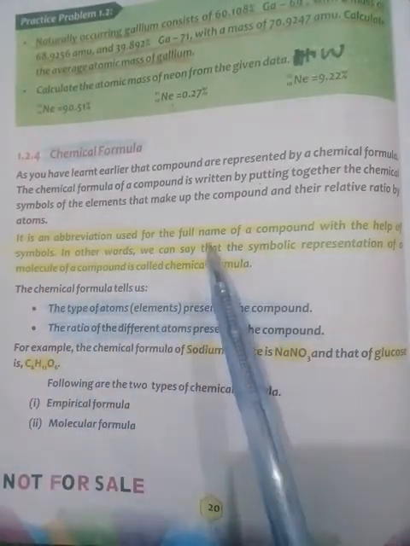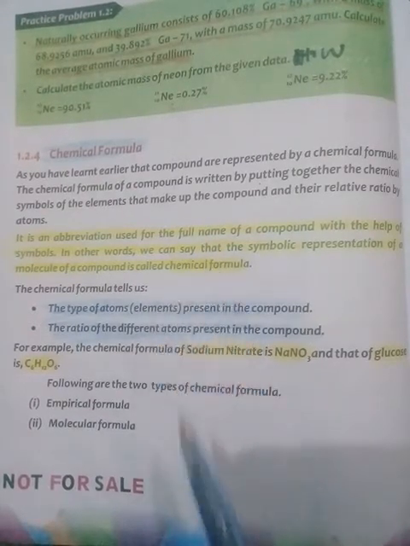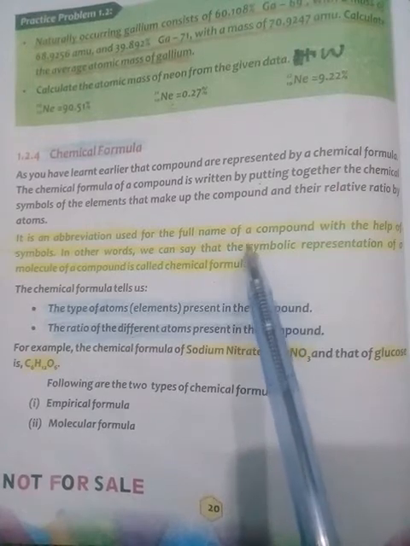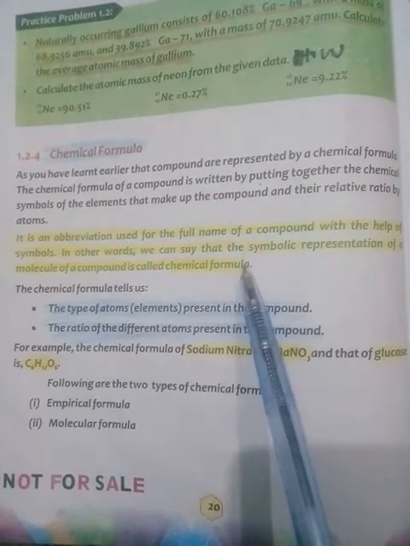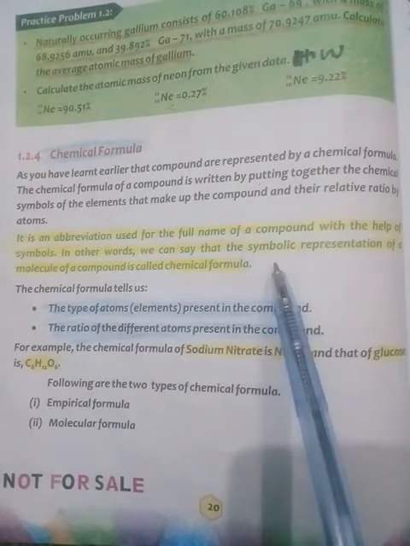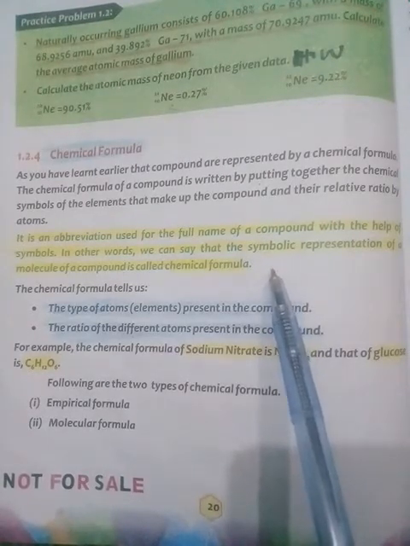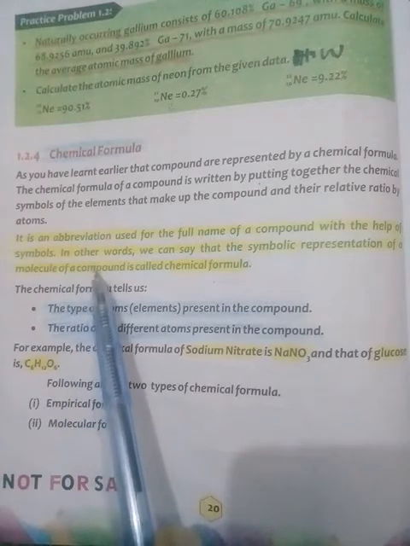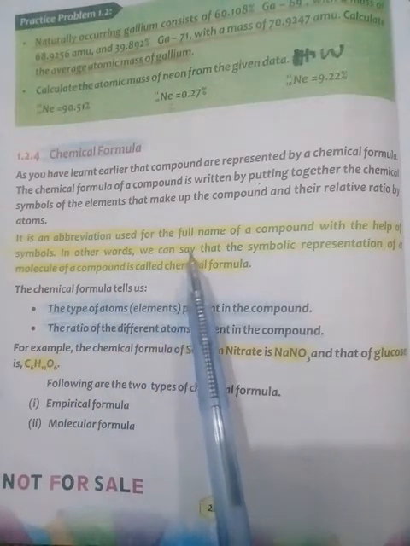Now, what is the definition of a chemical formula? The symbolic representation of a chemical compound is called chemical formula. You know, the atom of an element is represented by symbols, and when these symbols are written in collected form, that is called chemical formula. It is an abbreviation used for the full name of a compound with the help of symbols of the elements which are present in the chemical compound. It is the symbolic representation of a chemical compound.